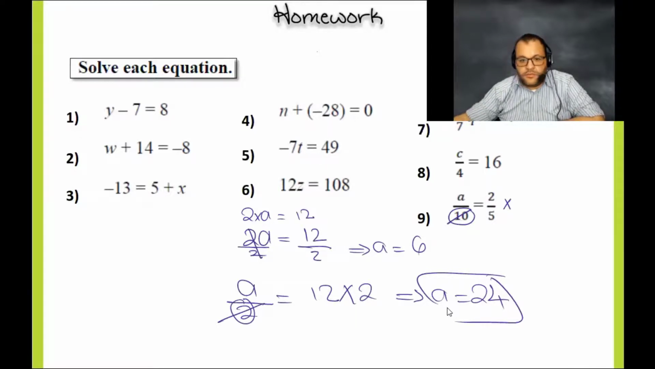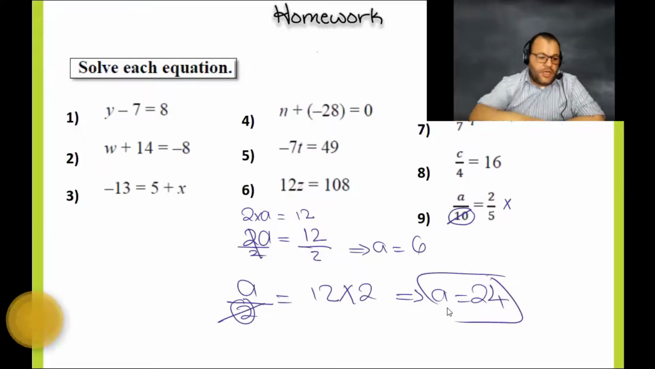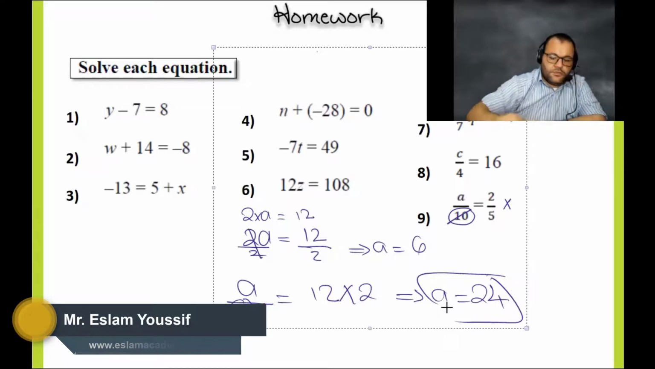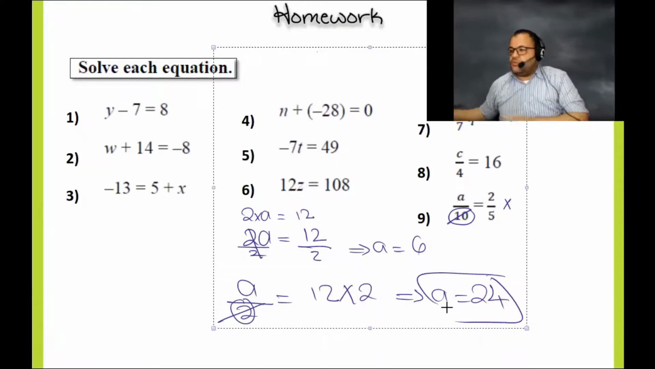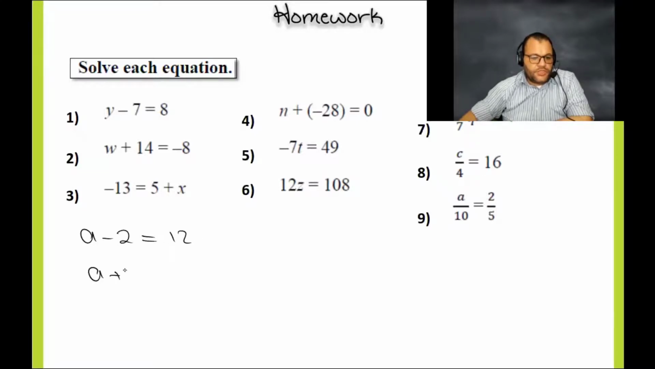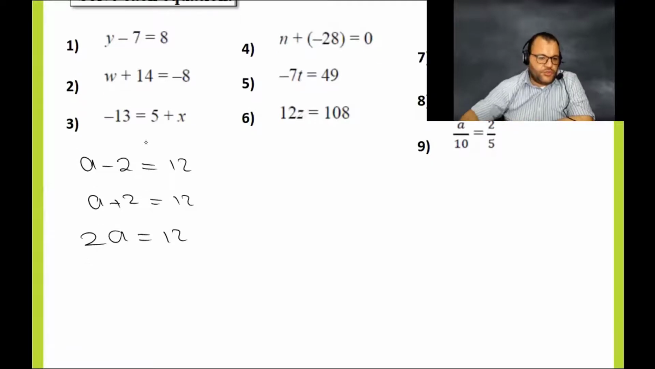Number 9, I still don't get it. Again for number 9. Just 1 minute to erase. Okay, again for this one. We have 4 forms now. The first one is a minus 2 equals 12. A plus 2 equals 12. 2a equals 12. And we have a over 2 equals 12. What is the meaning of the first one?